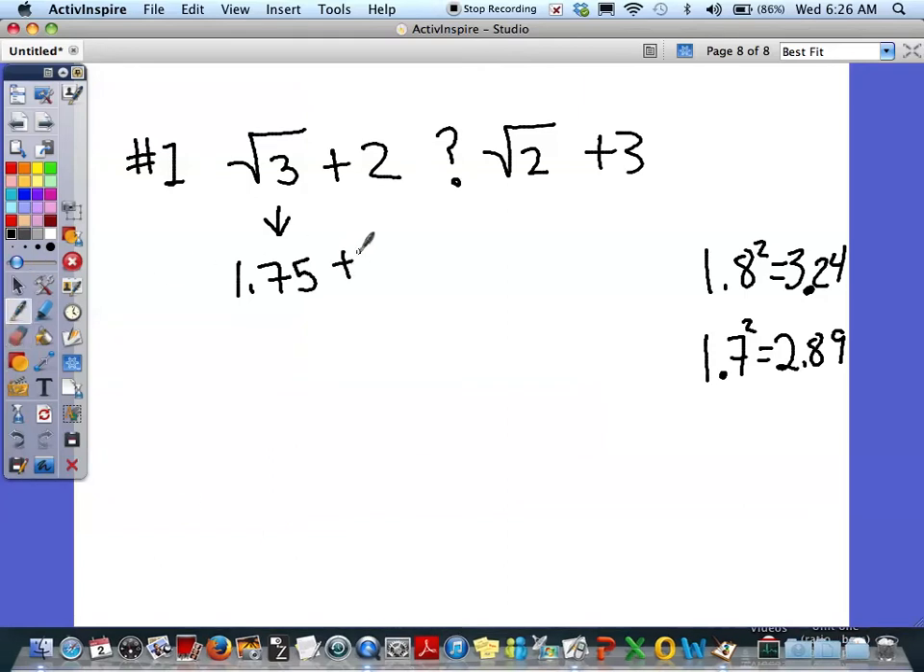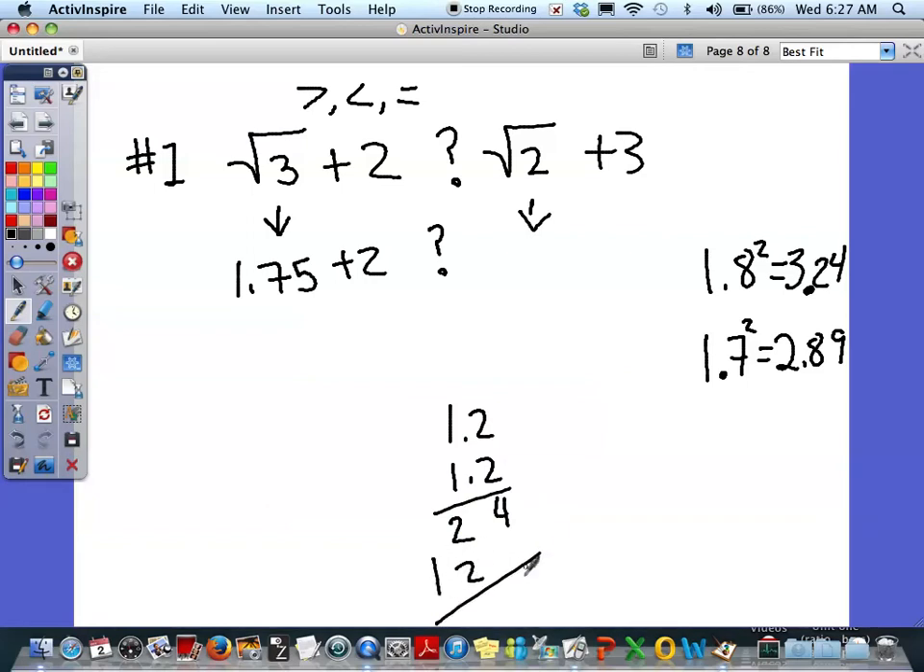We add 2. We still have a question mark here. We don't know whether we're going to use this symbol, or this symbol. But we still need to approximate the square root of 2. So I'm going to try, the square root of 2 is way closer to 1 than it is to 4. So I'm going to try like 1.2. I'm going to see what 1.2 squared is. 2 times 2 is 4. 2 times 1 is 2. And 2 and 1. We add them up. We get 4, 4, 1.